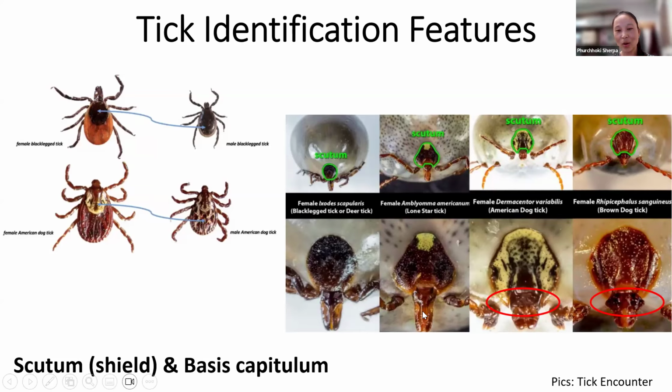When we use the scutum, but if we can't ID them using just the scutum, what we do is we look at something called basis capitulum. Look at this, the red circles here. That's the base of the mouth parts, and the base of the mouth parts attaches to the body. So different genuses have different basis capitulum shape. So we look at that.